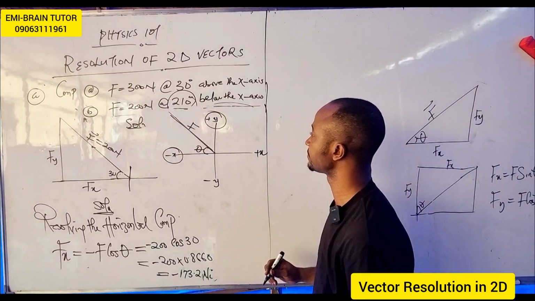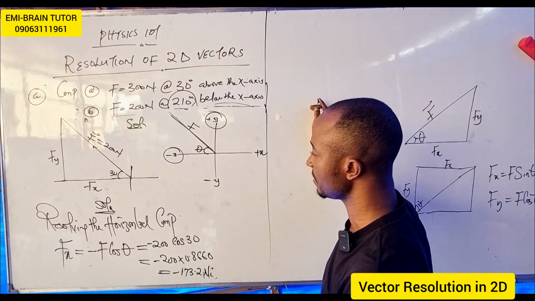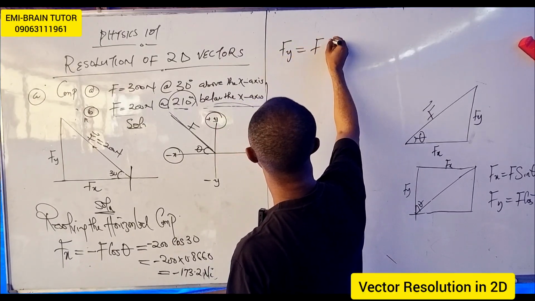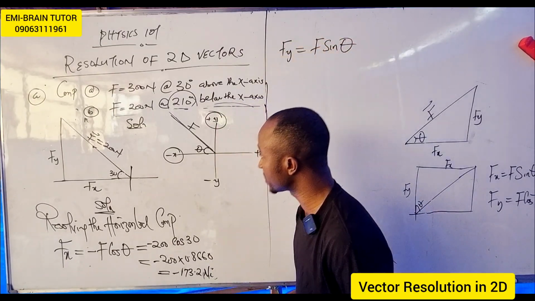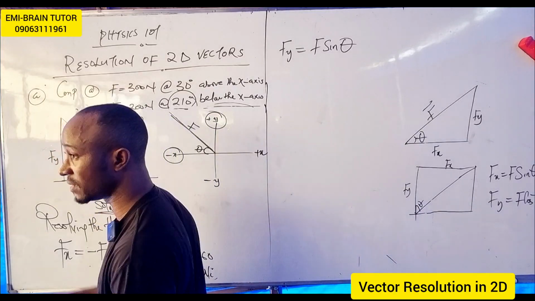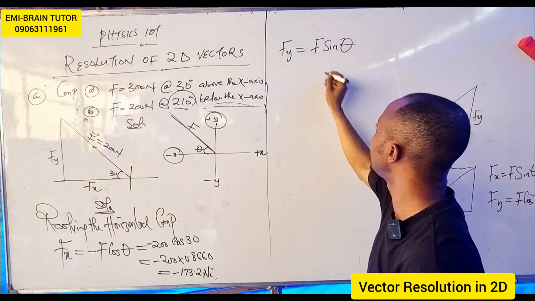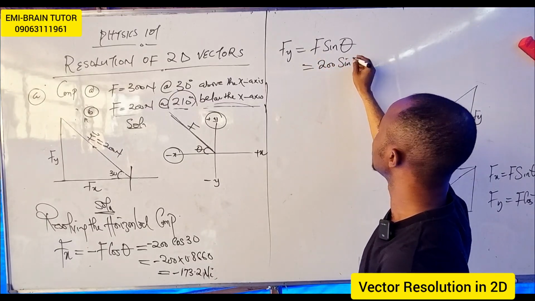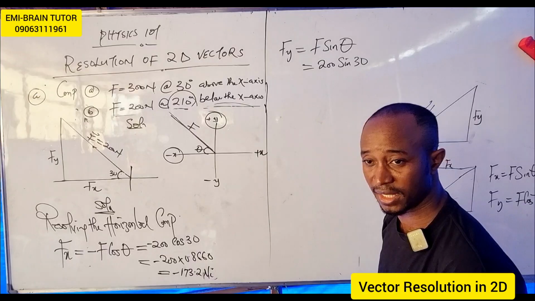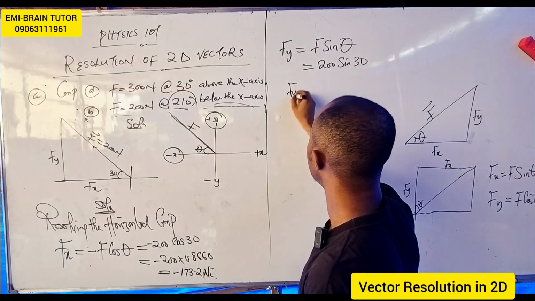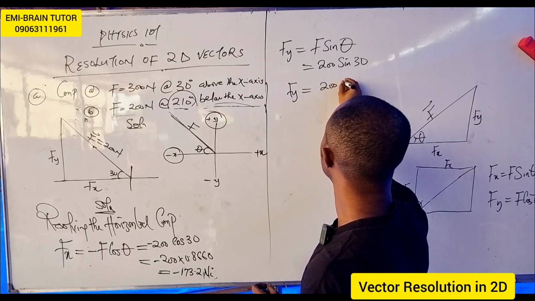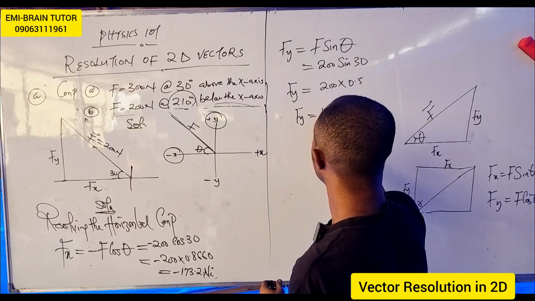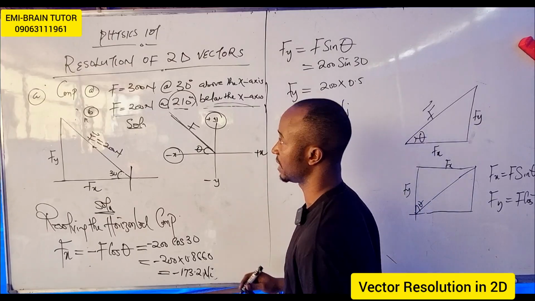Oh yeah, watch. Let's go. What do you think will be our Fy? Hope you know why it's now plus. Why is it plus? Because that force is on the positive Y axis. So let's go now. What's my F? 200 sine 30. Fy is 200 times sine 30, which is 0.5. So what's our Fy here? 100 Newton j. Are you there?